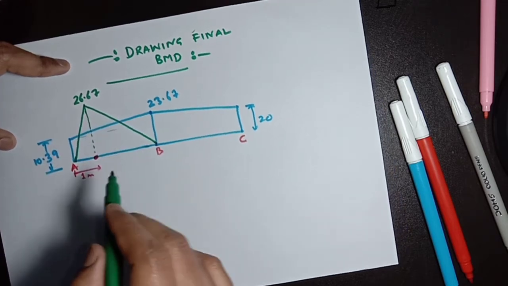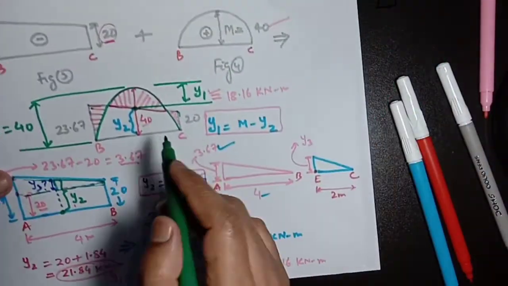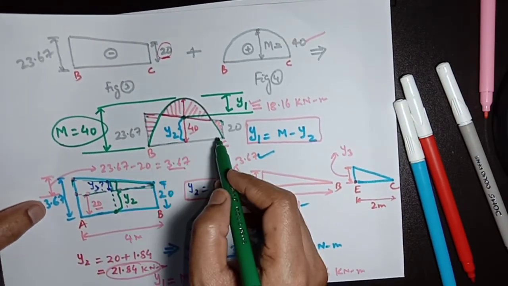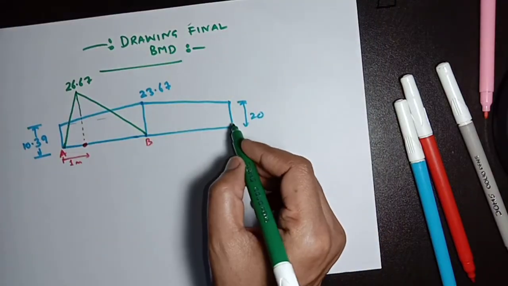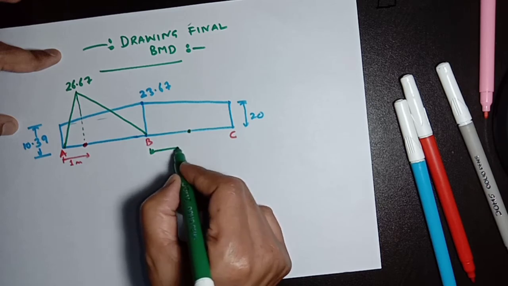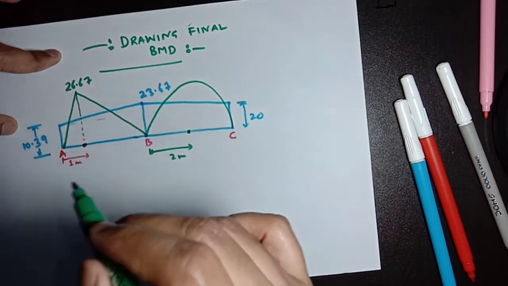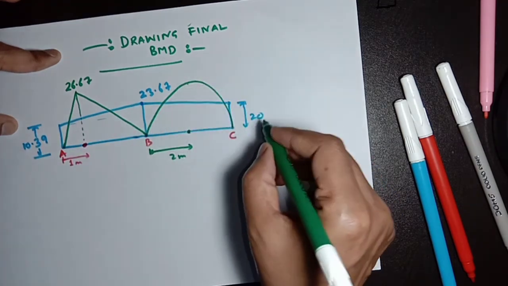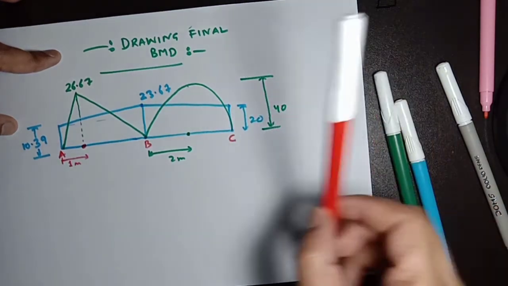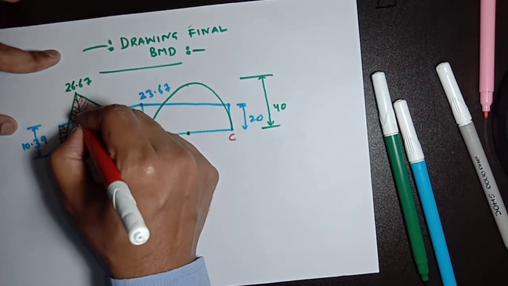In span BC, now dealing with span BC, there is a maximum span moment of 40 kilonewton meter, and this is a parabolic curve, so we'll draw the maximum moment at the center of this beam, at a distance of 2 meter. Now its value will be something like this, and this value will be 40. This final shaded shape will be the final bending moment diagram.